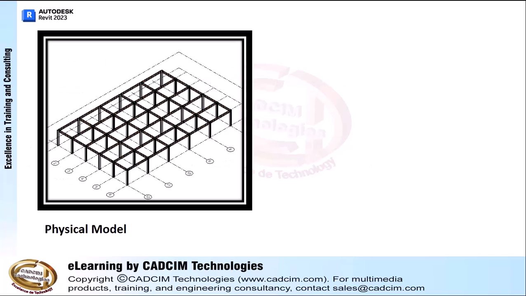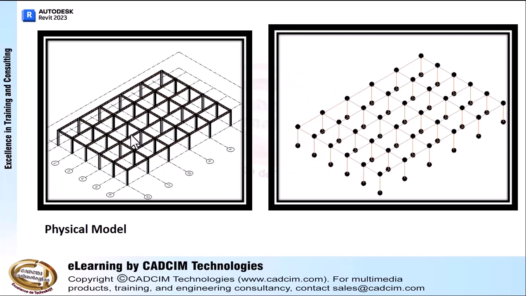Now, in this graphic, you can see how the physical model looks. Here you can see there is a physical model with the beams and columns, which is a physical model representation. And here you can see an analytical model representation. In the analytical model, you have a node, you have a member, and there would be some boundary conditions later on that you can add.